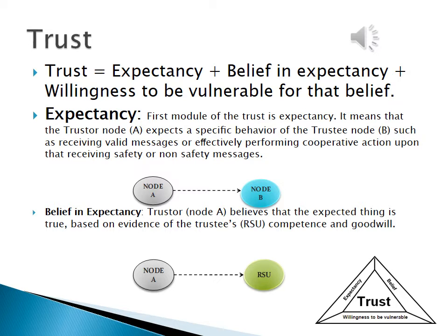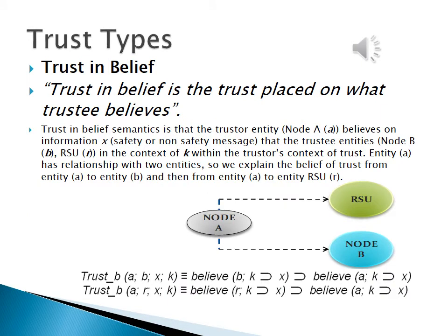Expectancy, the first module of trust, means that the trustor node A expects a specific behavior of the trustee node B, such as receiving valid messages or effectively performing cooperative action upon receiving safety or non-safety messages. Belief in expectancy: trustor node A believes that the expected thing is true, based on evidence of the trustee's, RSU, competence and goodwill.